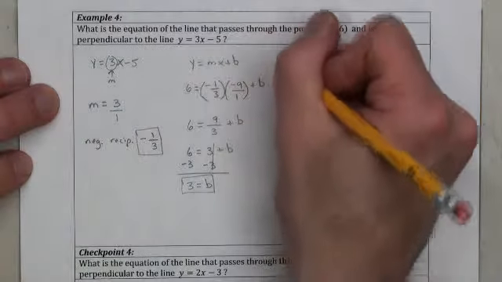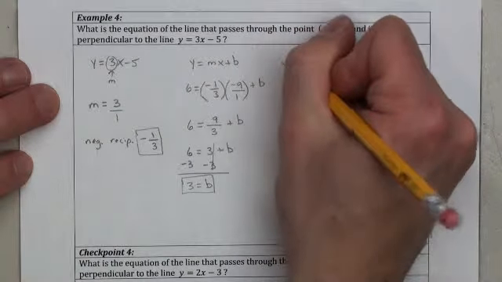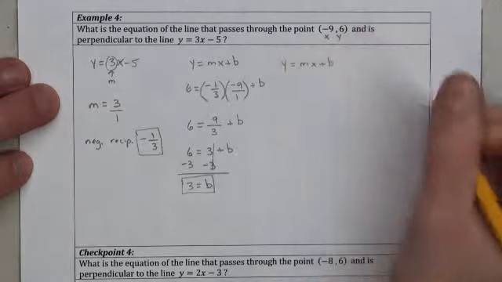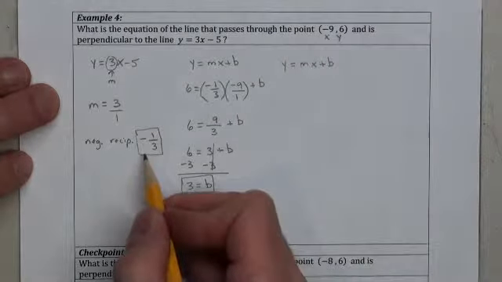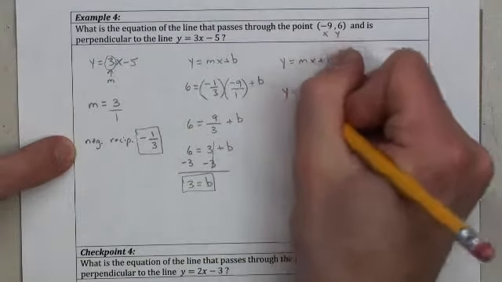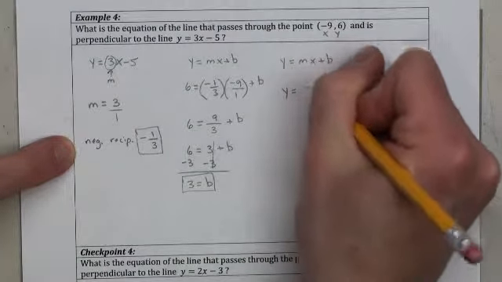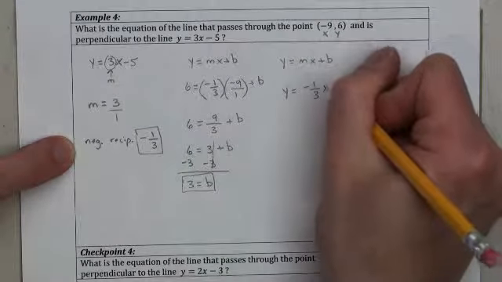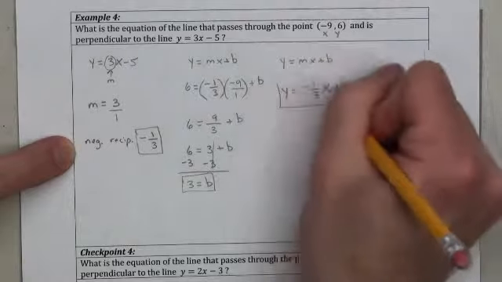Okay, so now I can just write down the formula for the equation of a line. I'm going to plug in my negative reciprocal of the slope as the slope of my line. So that's my m, -1/3. Then I have x, and then my b is 3, so plus 3.